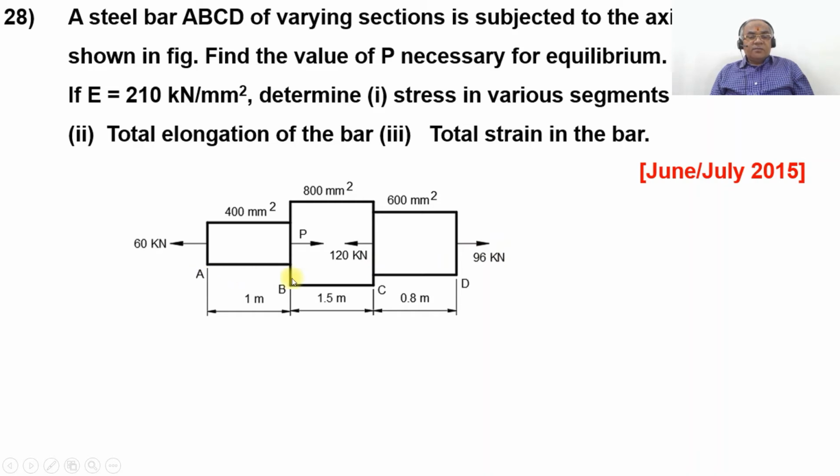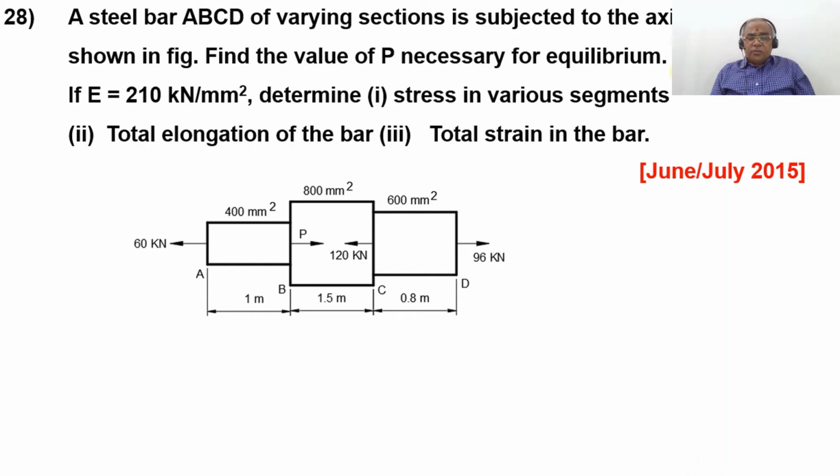The lengths of the bar sections are: AB is 1 meter, BC is 1.5 meters, and CD is 0.8. Find the value of P necessary for the equilibrium. Because P is the unknown here, we need to find it first. And then, if E is equal to 210 kilonewton per mm square, determine: 1, the stress in the various segments; 2, the total elongation of the bar; and 3, the total strain in the bar.